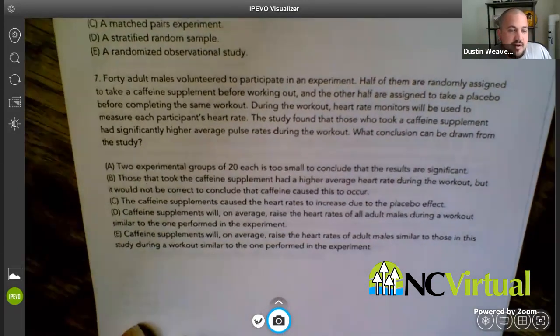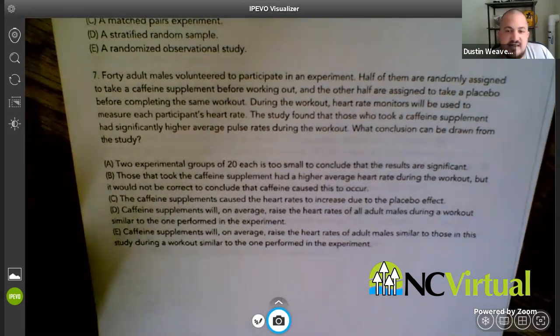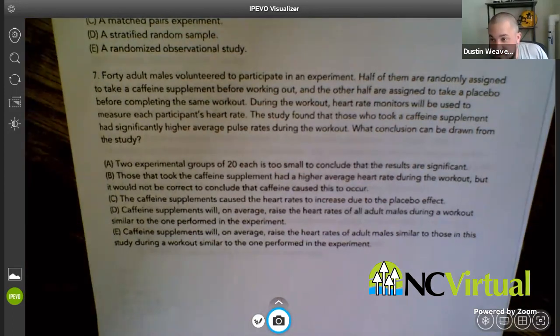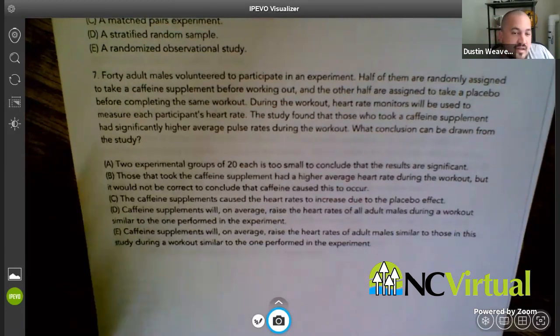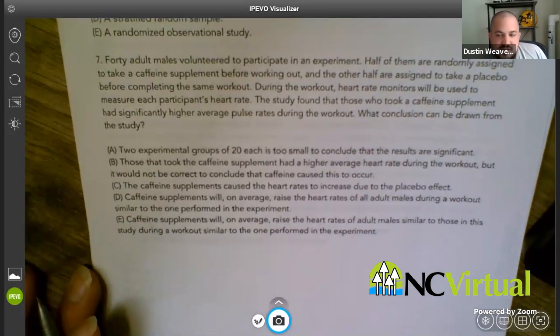All right, so number 7: 40 adult males volunteered to participate in an experiment. Half of them are randomly assigned to take a caffeine supplement before working out. The other half are assigned to take a placebo before completing the same workout. Remember, the placebo looks just like the caffeine supplement, except it's just a fake drug, right? During the workout, heart rate monitors will be used to measure each participant's heart rate. The study found that those who took a caffeine supplement had significantly higher average pulse rates during the workout. What conclusion can be drawn from the study?